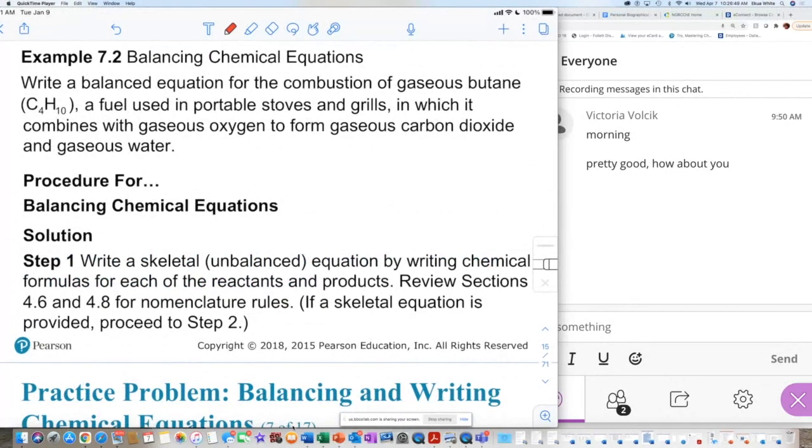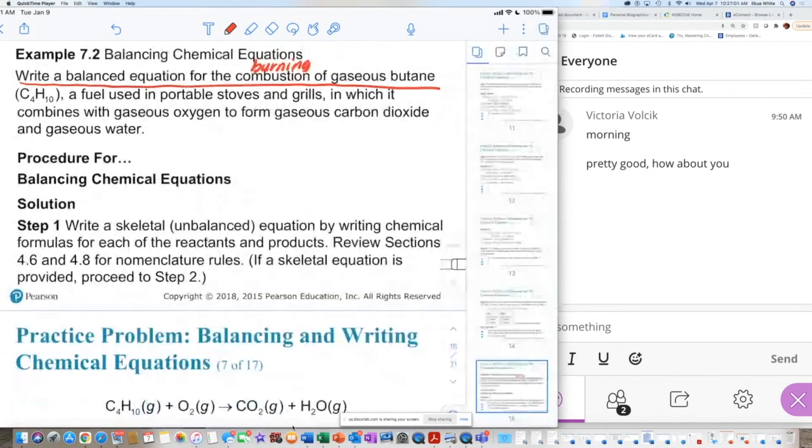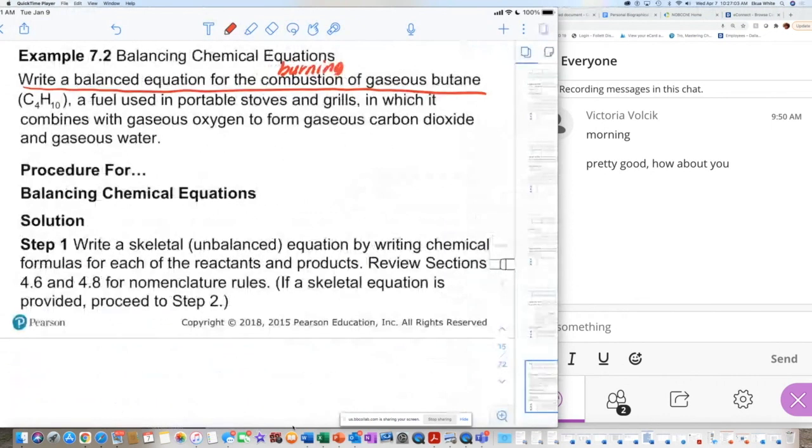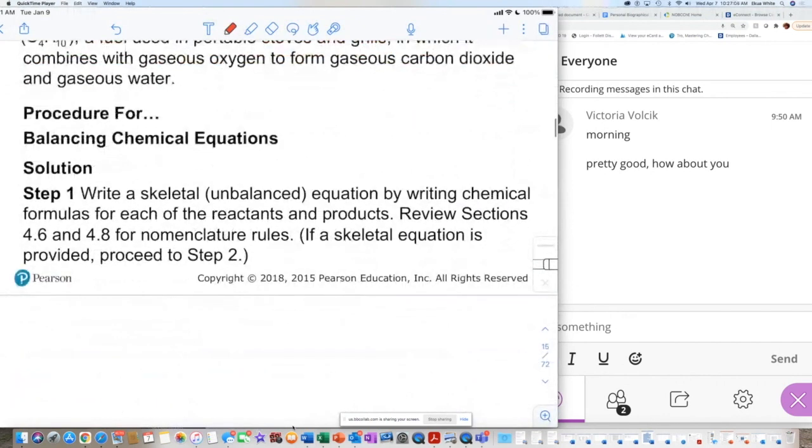Okay, next question. Write a balanced equation for the combustion. Remember I told you about combustion, right? That thermodynamic term, that means burning. Combustion is burning. Now we haven't learned about types of reactions yet. We will.